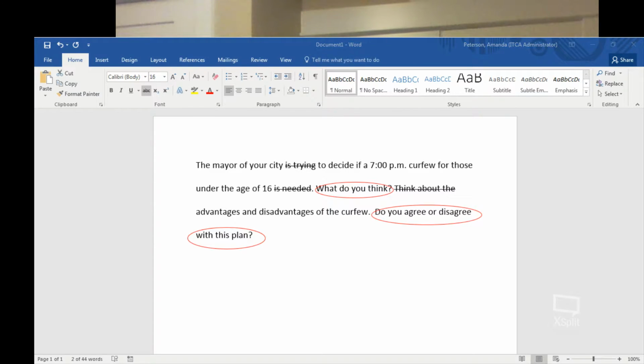Okay, and now sometimes in different prompts, and I'll show you another example of this, it will have a little bit more fluff to it. But you just cross out the distractors, everything that's pretty much not important.